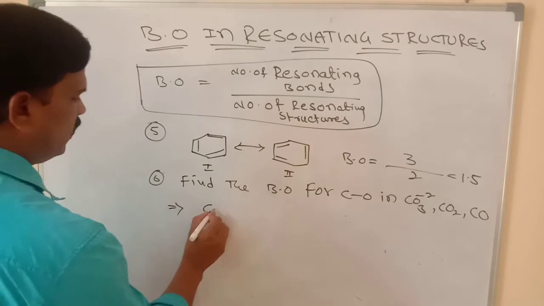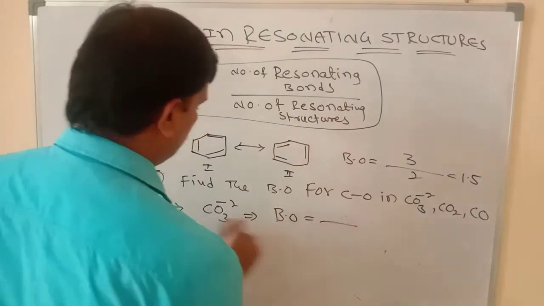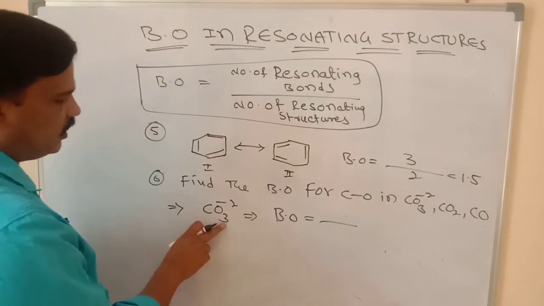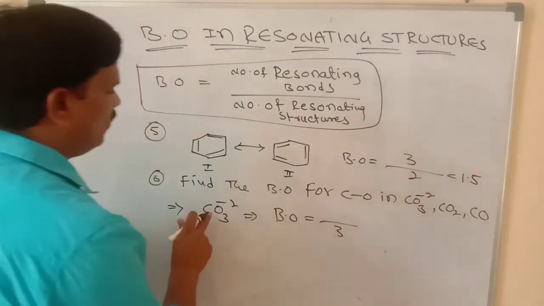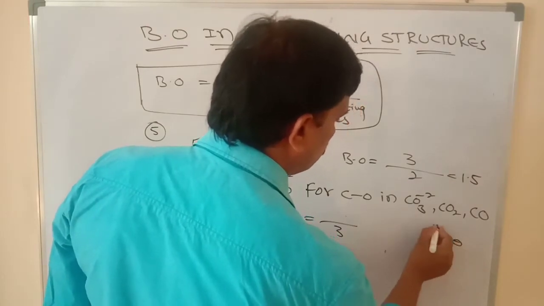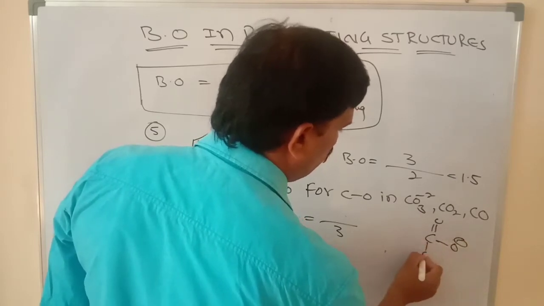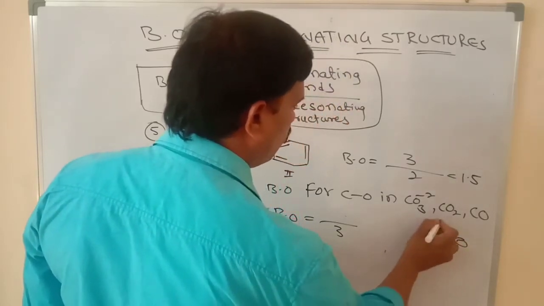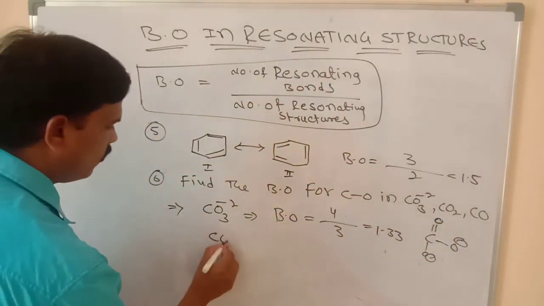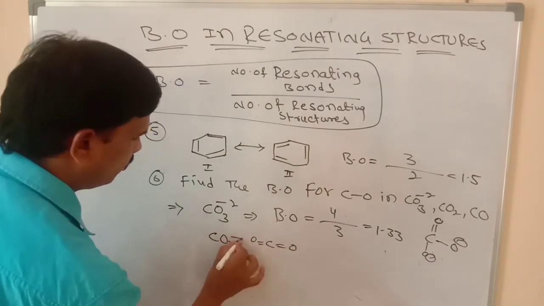For CO3 minus 2, this is a polyatomic molecule, so here the number of oxygens is 3 and the number of resonating structures is 3. Here, how many bonds are there? In CO3 minus 2, there is O minus, a double bond to O, O minus, O minus. Total 1, 2, 3, 4. So 4 by 3, which is 1.33.